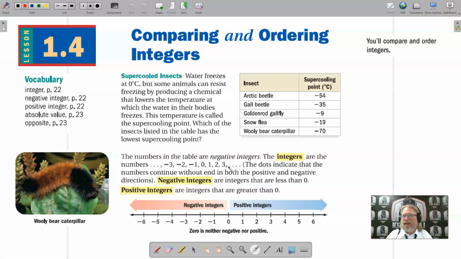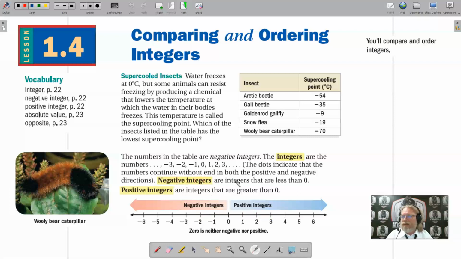But the key is that they're non-decimal numbers. They fall right on the number line here. Where these tick marks are, those are integers. The stuff in between, those are decimals, and we'll learn in another lesson what we call those. But for now, we're focusing on integers.